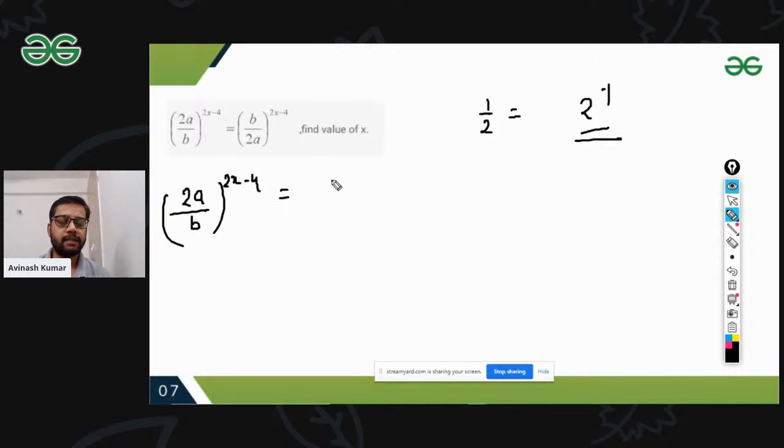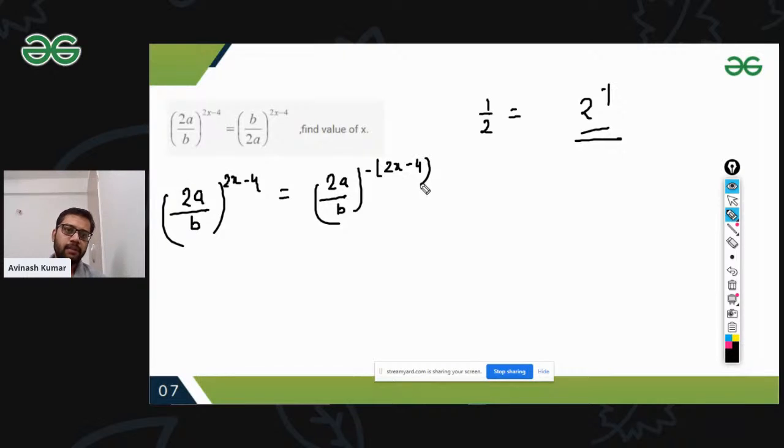And can I write this as, tell me how we can write this, b upon 2a. I want to write this as 2a by b. How can we write this? Can I write this like this? Just let me know that.